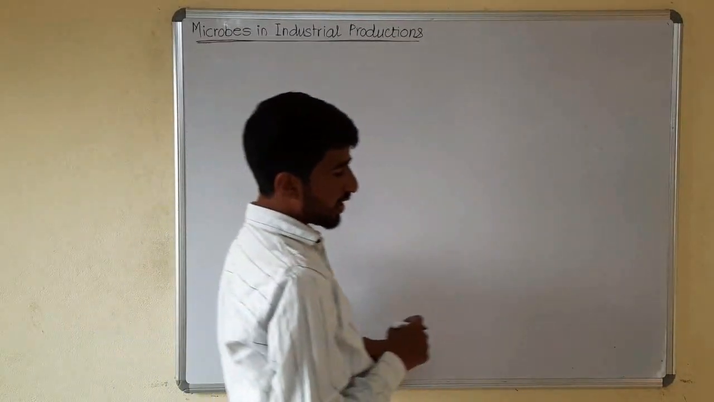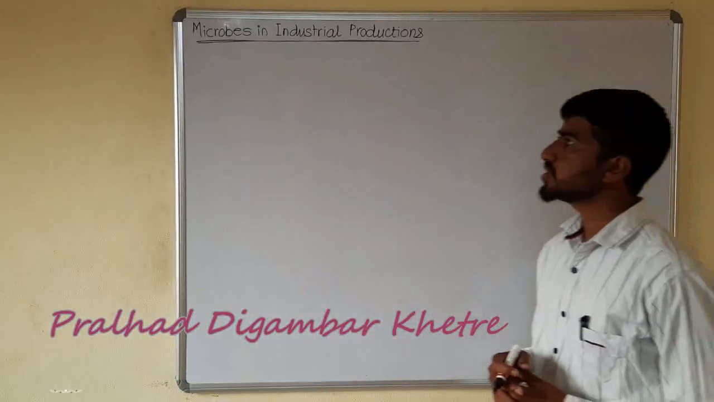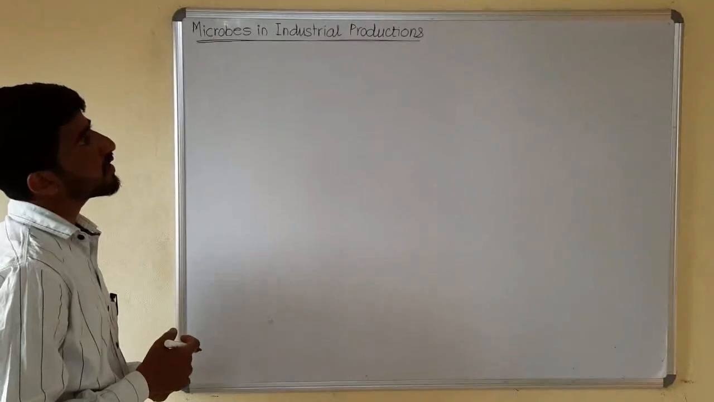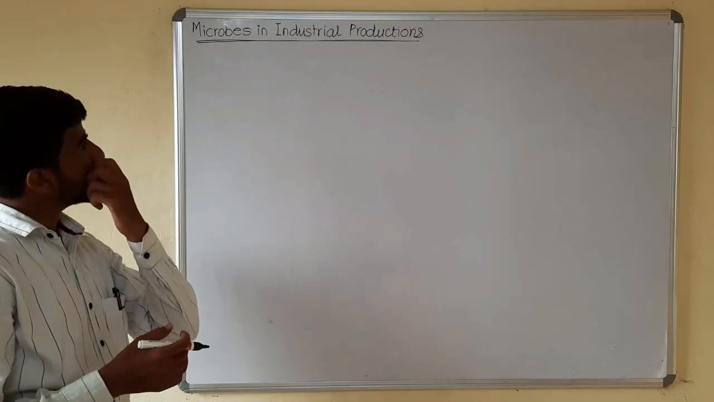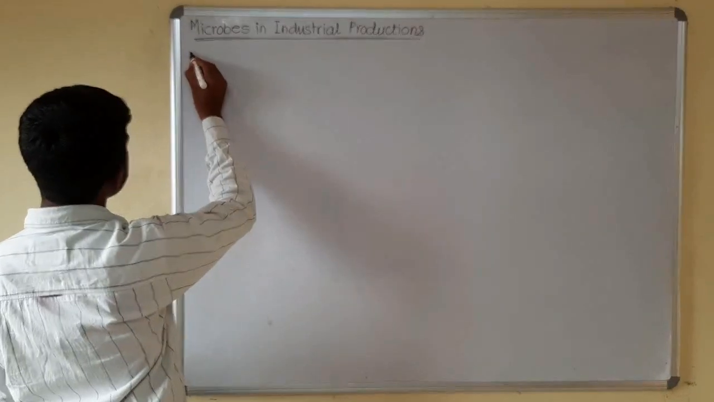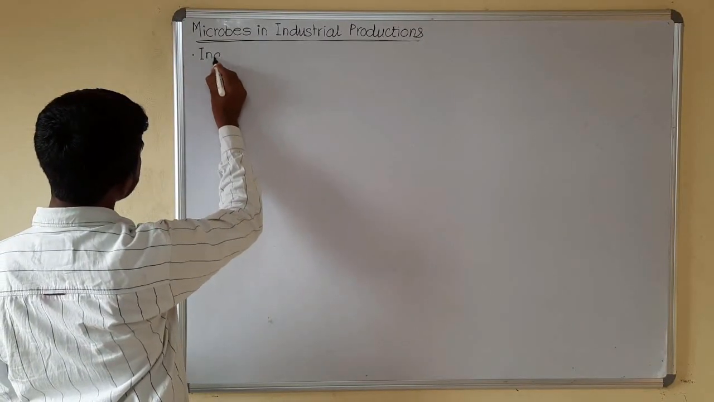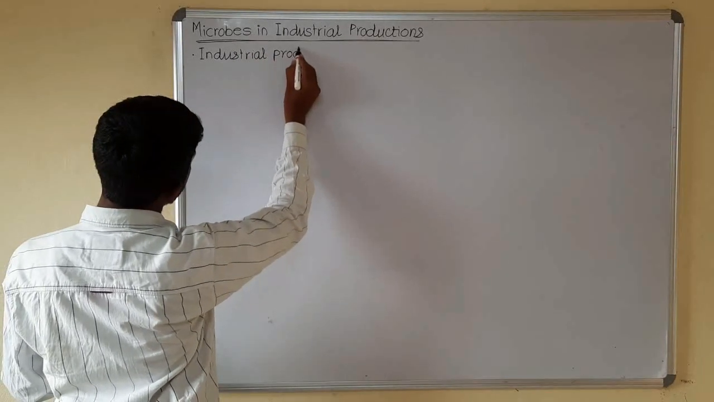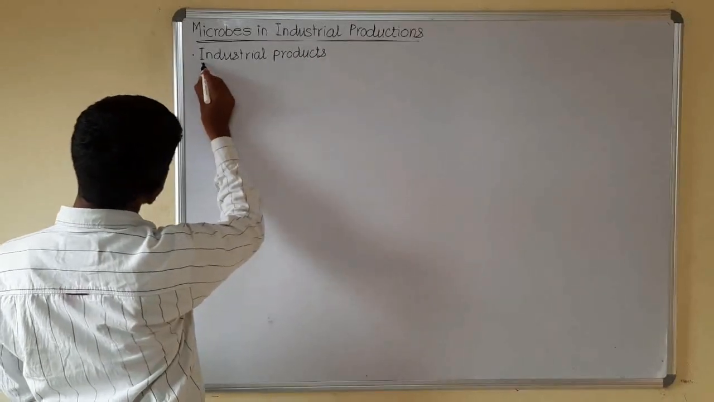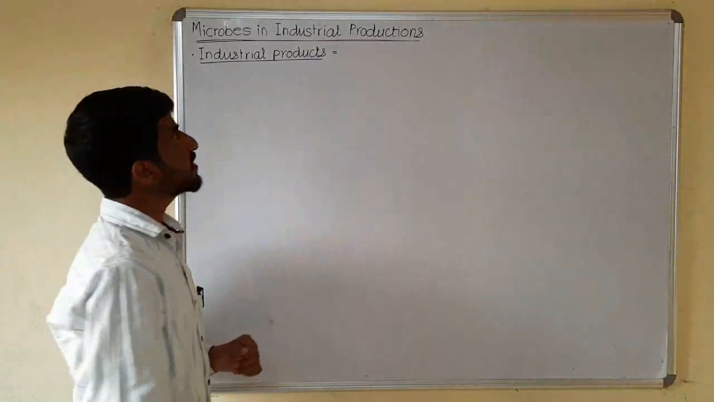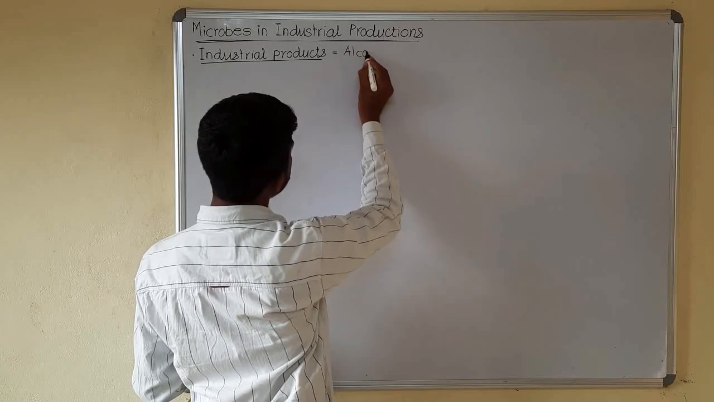At the industrial level, the different products are produced on a large scale. To produce these products on a large scale, some kinds of microorganisms are used, and these microorganisms are used to prepare the industrial products. The industrial products include, first, alcoholic beverages.